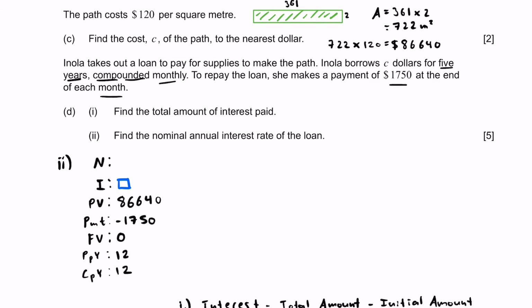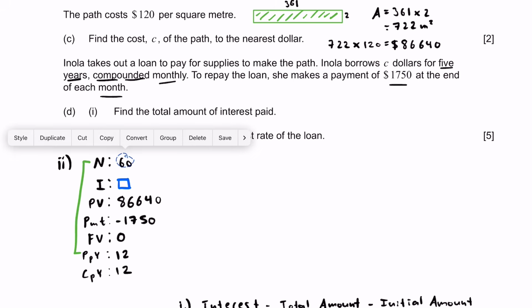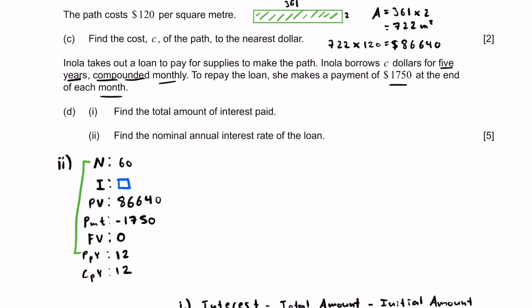All right, last one is N. So total number of payments. Total number of payments is linked to PPY. In this case, 12 payments per year over 5 years. This is a total of 60 payments. So total number of payments made is 60. Looks like we have everything we need. So we just have one unknown for interest. We can go ahead and solve this. So let's go into the calculator and work this out.